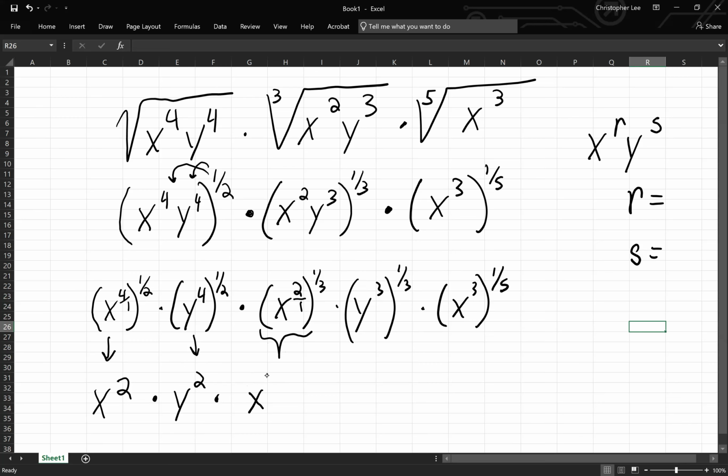X to the 2/3 power. Very good. All right, a little bit harder now.